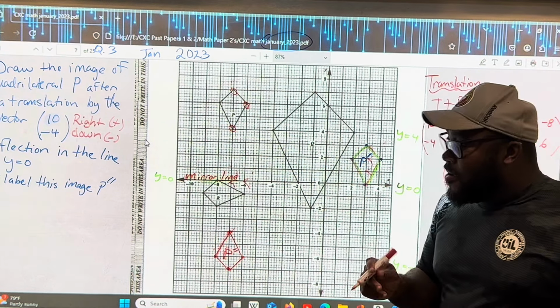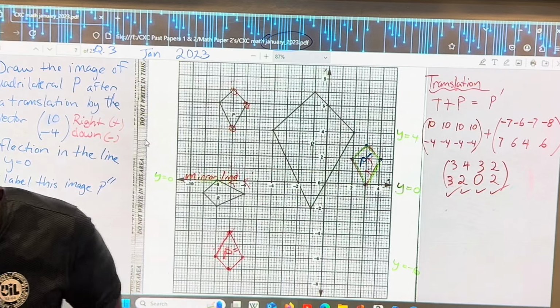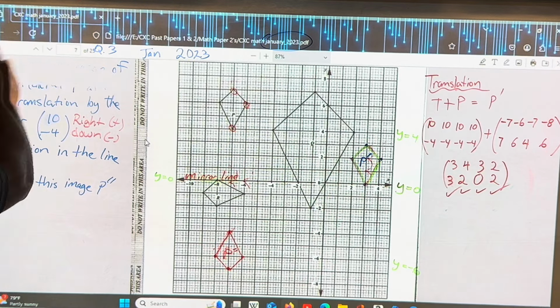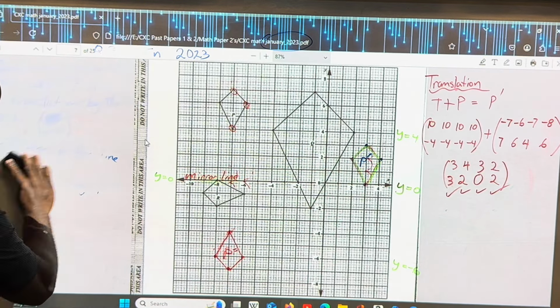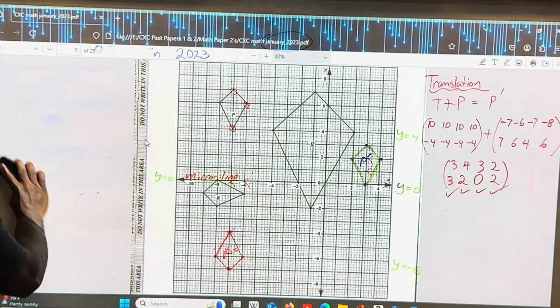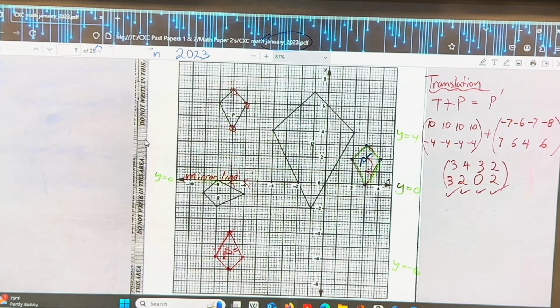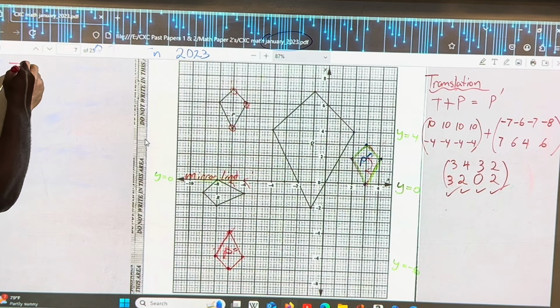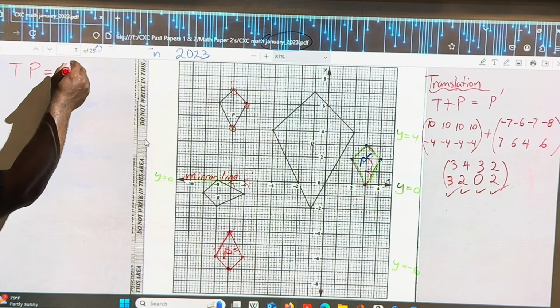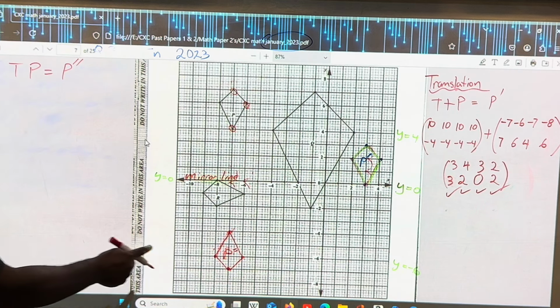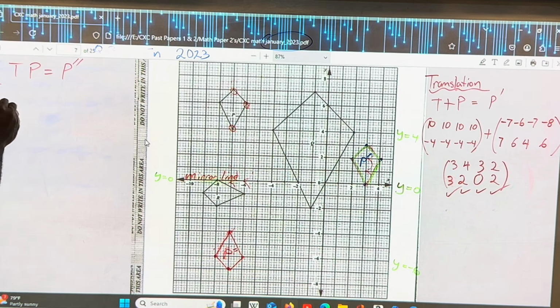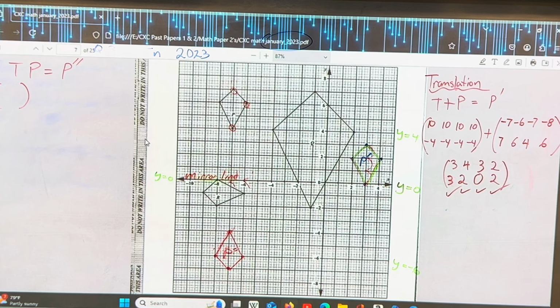Okay? And what's the formula now? What's the formula for any other transformation? Who could tell me? T P equals, it could be P double prime. But this is P double prime. I'm going to give you this now. I'm going to tell you something.